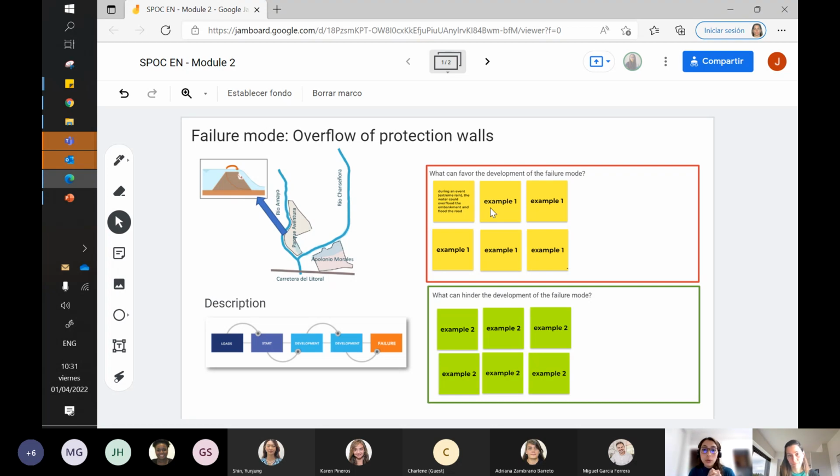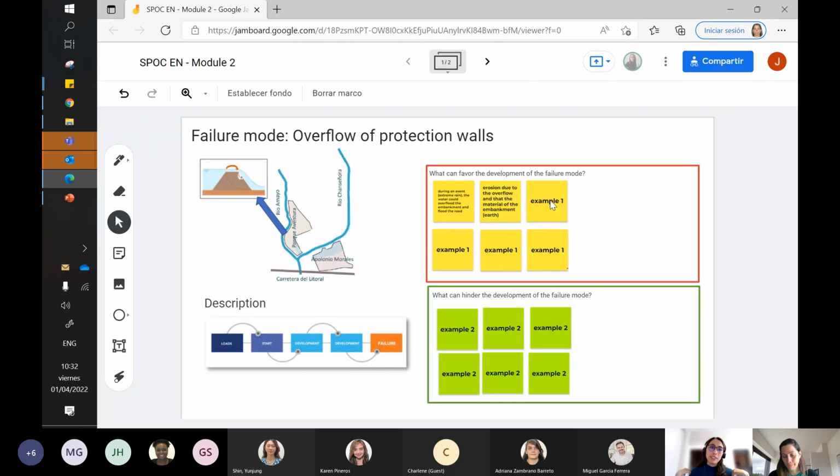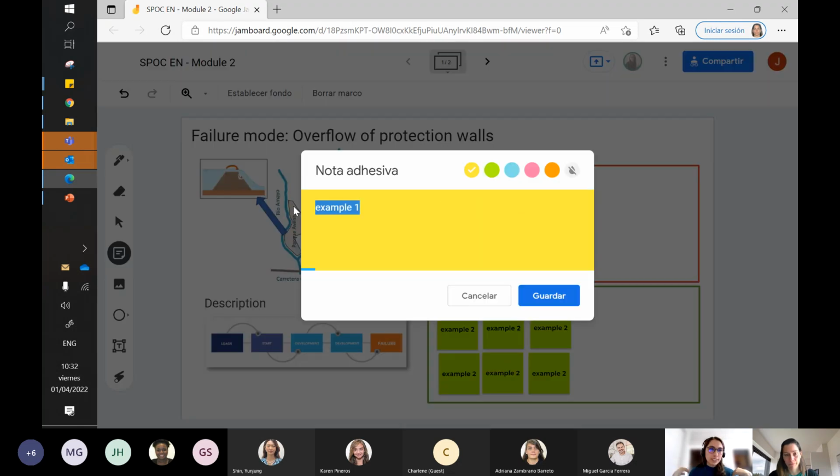Gerard mentions erosion. Yes, exactly. If the protection wall is not covered with a certain material like concrete or vegetation, it can trigger erosion very fast when the water overflows. And says floating debris can damage the wall. Exactly. If there's anything flowing in the river, trees or rubbish or something like that, that can also impact the walls, and that's not allowed. That was considered in the design.